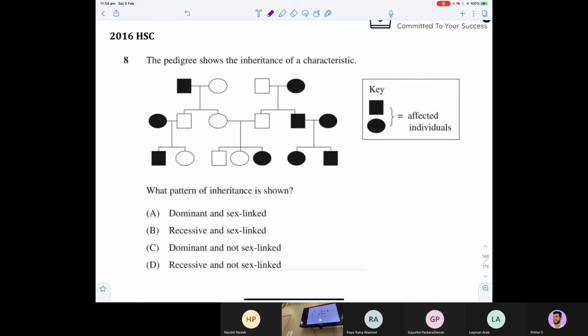Now, what was the first step that you did? The first step is actually excessive, because females are affected. So is that similar? Yeah, right. So it's probably not sex-linked. So it's either dominant or recessive. What's the second step? What's the pattern? See the pattern of your parents being affected.